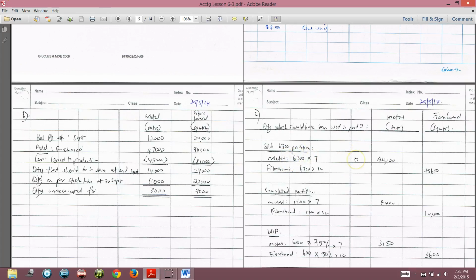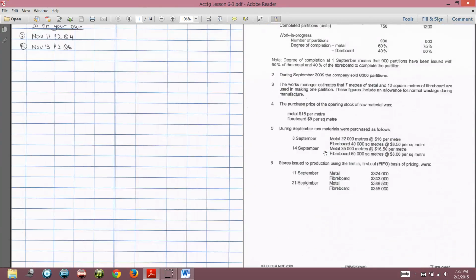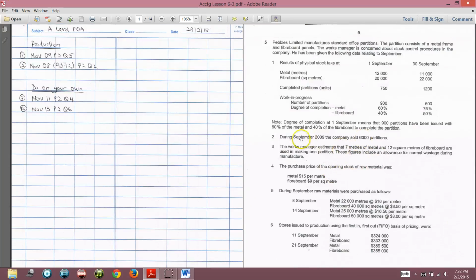Okay, so you see, whatever is purchased will go to the store, and then the store will issue the raw material of metal and fiber board to production, and then production will produce. If there's a sales department, they will send it to their sales department, or from the production they will directly sell. So assuming that is okay, the production manager will explain to his boss, the partition sold in September 2009 is 6,003.